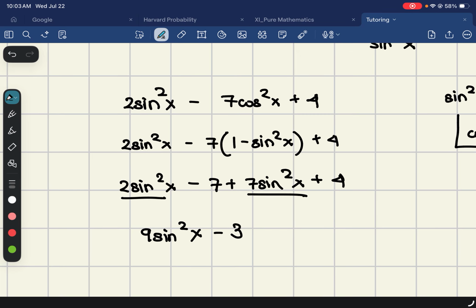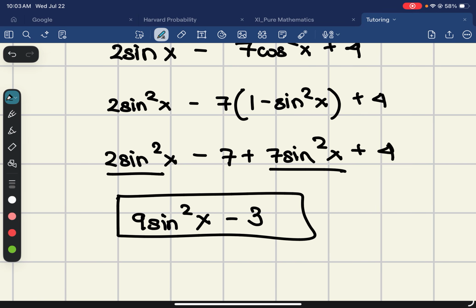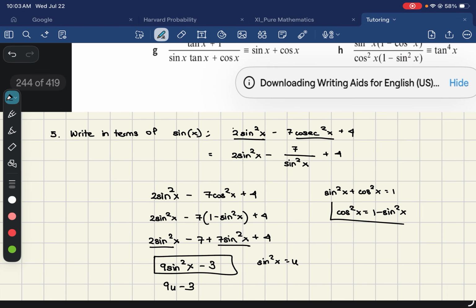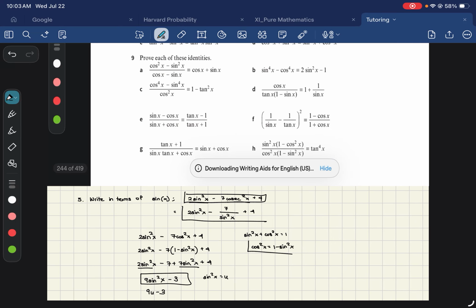All right. So you're going to get something like this. If you say sine squared x is equal to u, then you can write 9u minus 3. So that also works. That is the expression that is sort of similar to the expression that they want in the textbook. But the question as it is, you can only simplify it to this expression. All right. So now let's start with question 6.